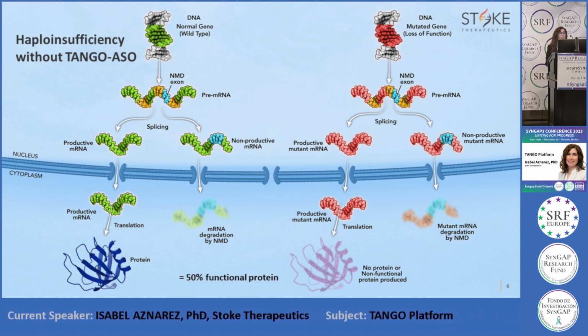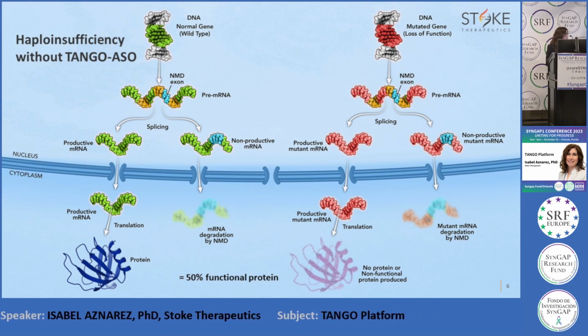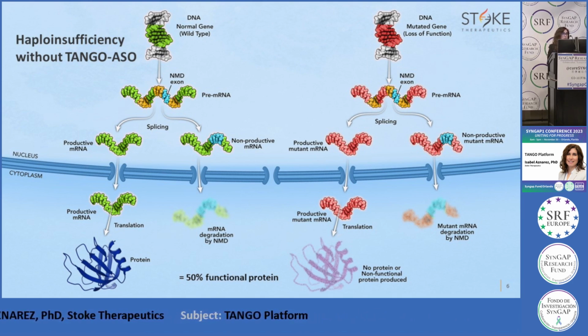that blue NMD exon, sometimes also called poison exons. And this pre-mRNA can be spliced into a productive mRNA and a non-productive mRNA, and the non-productive mRNA will be degraded. And that, again, is not related to the disease, it happens naturally.